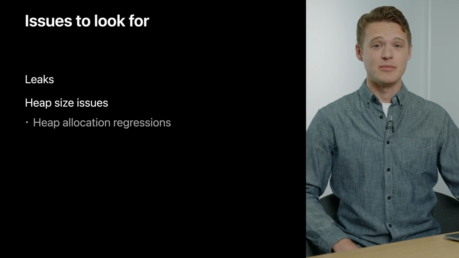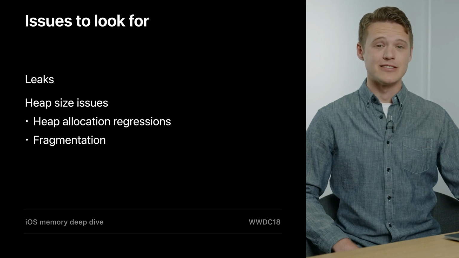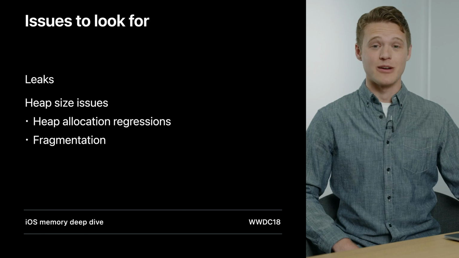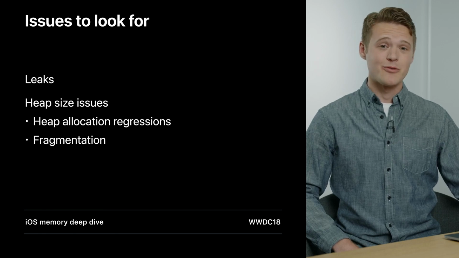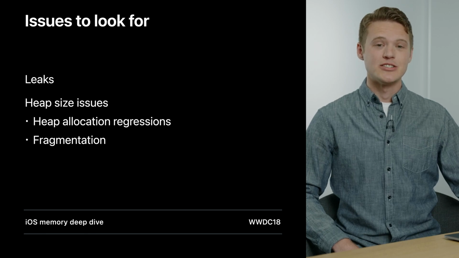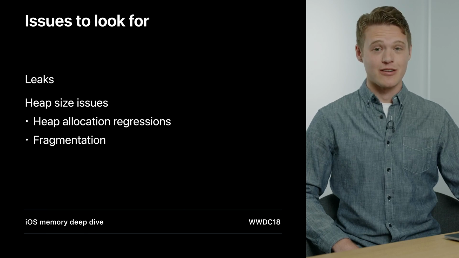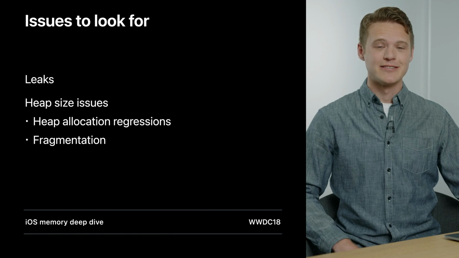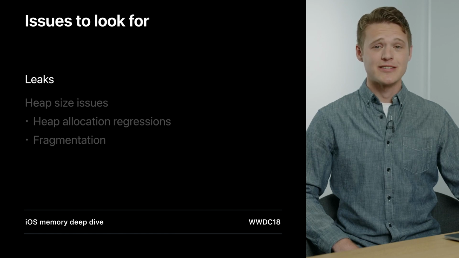I'll go over 2 types of memory issues, leaks and heap issues, which can be broken down into heap allocation regressions and fragmentation issues. This is not an exhaustive list, but it does cover some of the most common issues. I'll also cover some command line workflows that can be used to diagnose these issues. For a more in-depth summary of the command line tools, check out the iOS Memory Deep Dive talk from WWDC 2018. Let's start by discussing memory leaks.